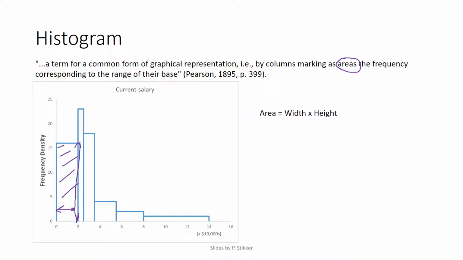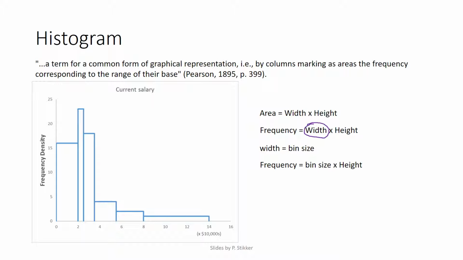Now, as Mr. Pearson defined it, the area is actually equal to the frequency, so we can substitute area with the word frequency. So the frequency is the width times the height. Now if you look carefully, the width in itself is actually the bin size. So we can substitute the word width with the bin size, and we're left with frequency equals the bin size times the height. Now if we divide both sides by bin size, we're left with the frequency divided by the bin size equals the height.